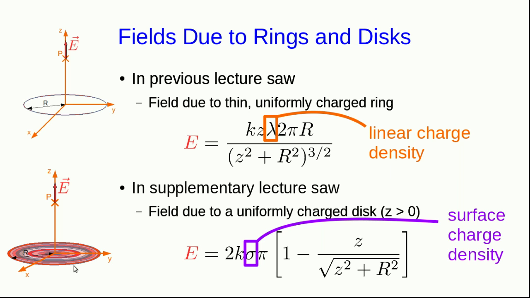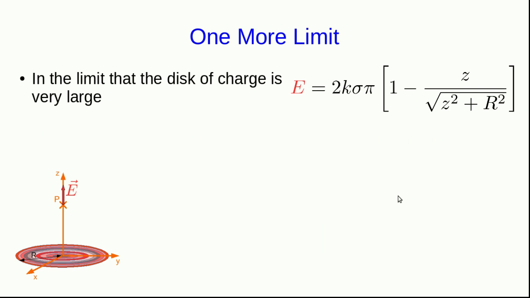Now, neither of these field expressions is actually particularly useful, because you don't really often have to deal with charged rings, and charged disks are somewhat common, but not all that common. However, we're going to use this charged disk expression to get an expression for something far more useful. The way we're going to do this is we're going to take one more limit. So here's our expression for the magnitude of the field due to a disk of radius r.